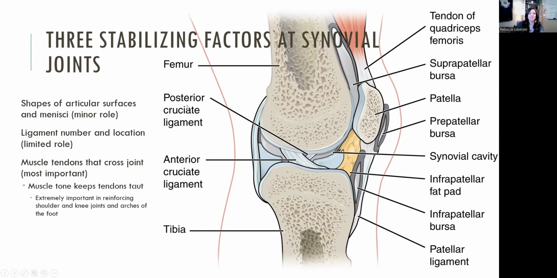The other stabilizing factor, this is what I mentioned before when I talked about the shapes of the articulating surface. This is going to play a minor role, but still a role in how stable a joint may be. The ligament number and location, like I mentioned earlier, also play an important role in how stable a joint is. But the most important factor is going to be the muscle tendons that cross that joint and the particular strength of that muscle. So all of these factors are what's going to stabilize any given joint. And again, the number, the location, and the strength is going to be different at each joint, giving the joint either greater ranges of motion or greater protection.